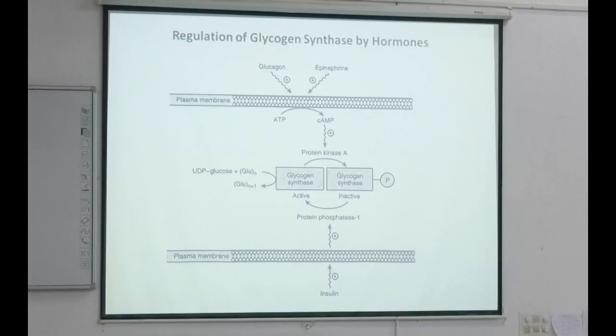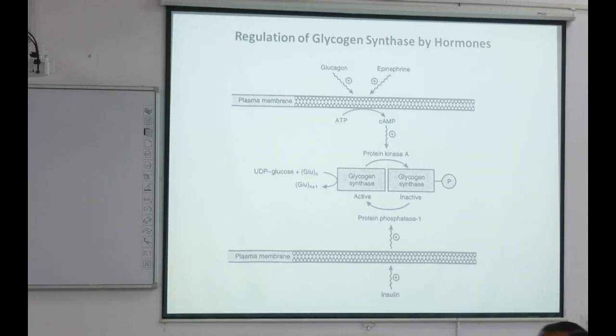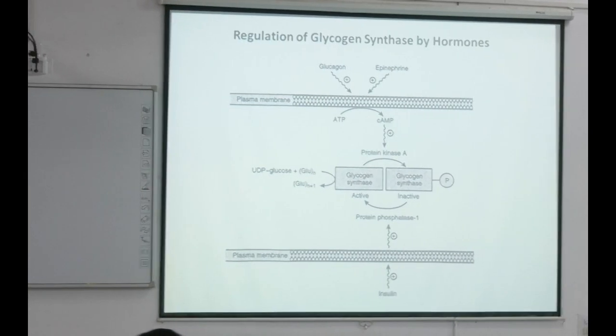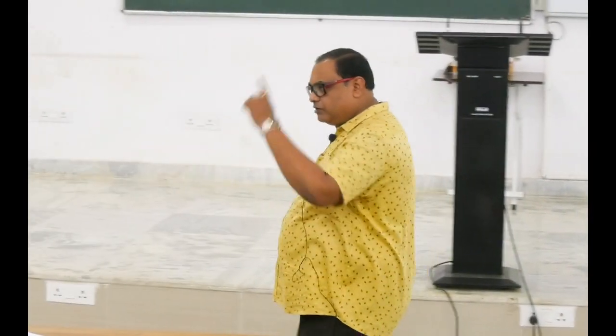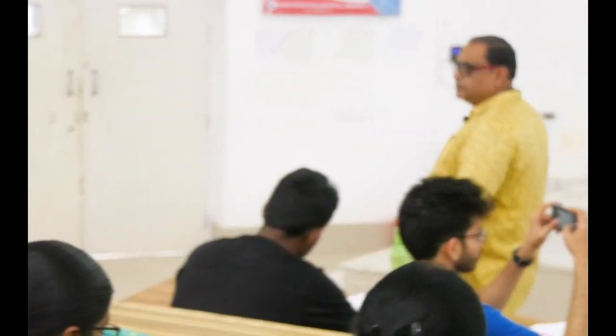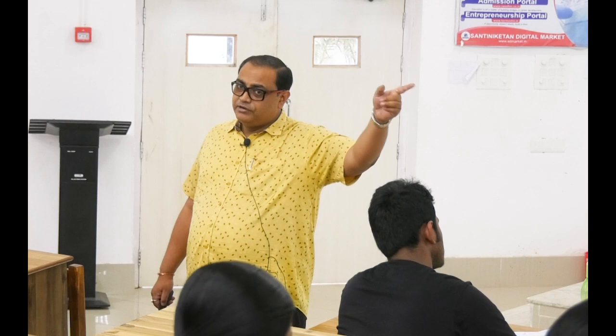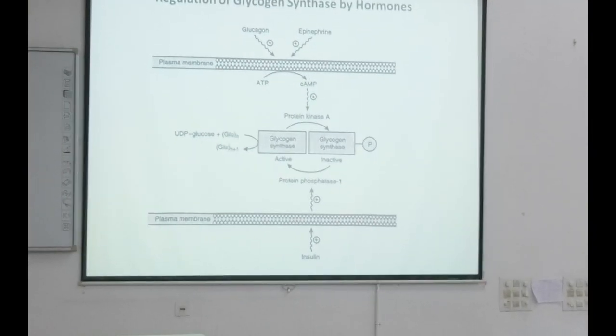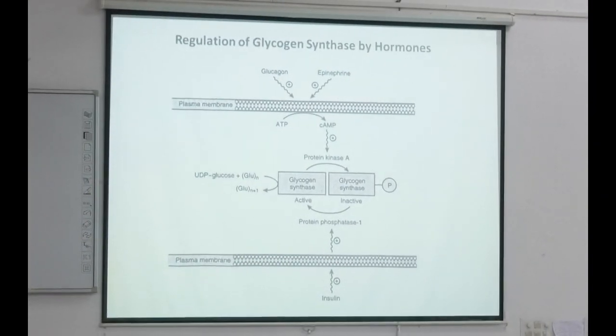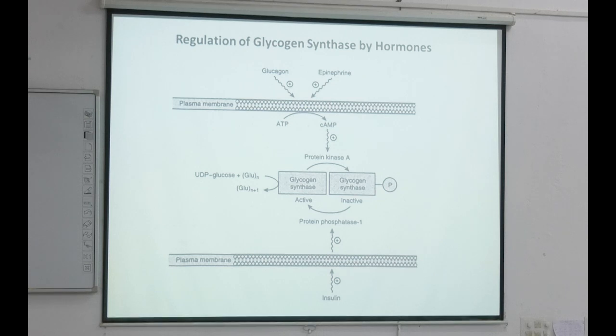Now, this is the opposite. Glycogenesis, synthesis, how it is regulated. It is much simpler. Again, it starts with glucagon and epinephrine. It triggers beta receptor. It triggers activation of adenylate cyclase. Active adenylate cyclase will trigger synthesis of cyclic AMP. Cyclic AMP will stimulate CDPK. Same thing. CDPK.